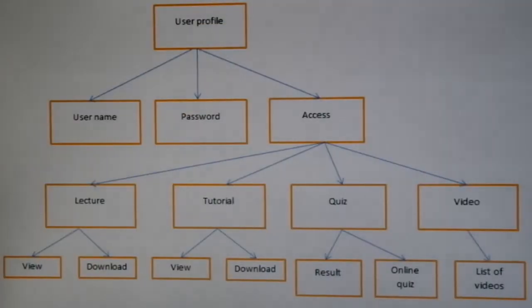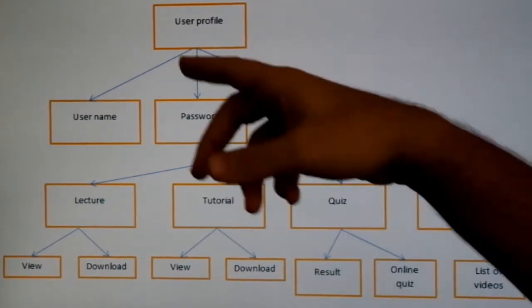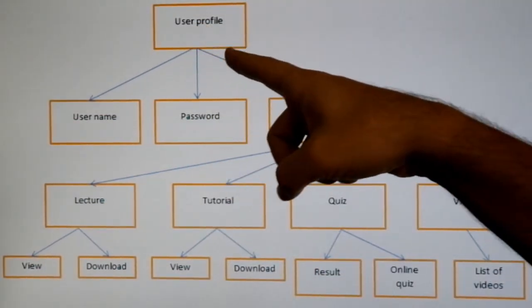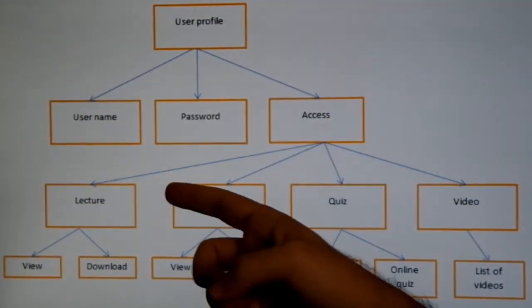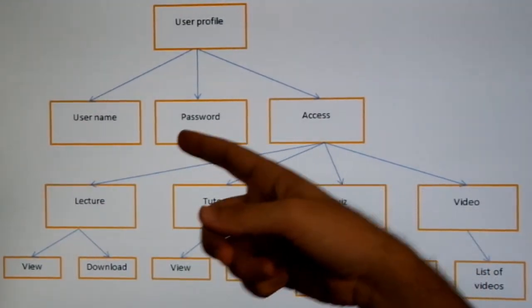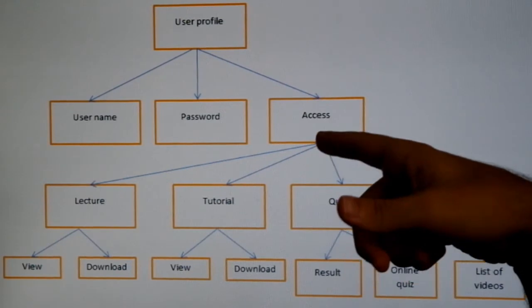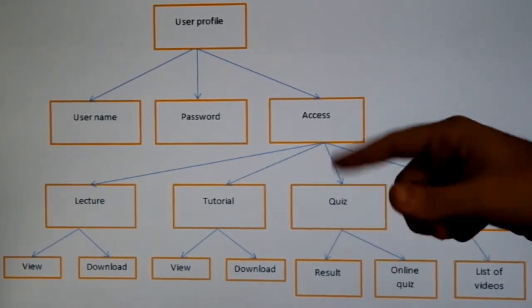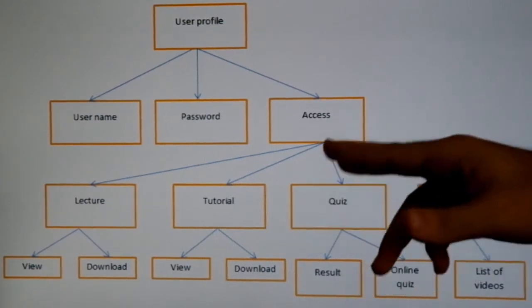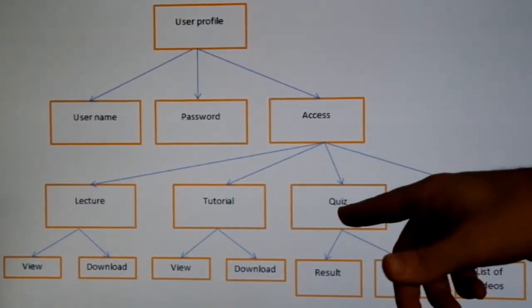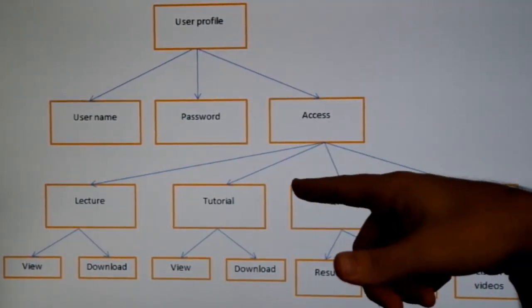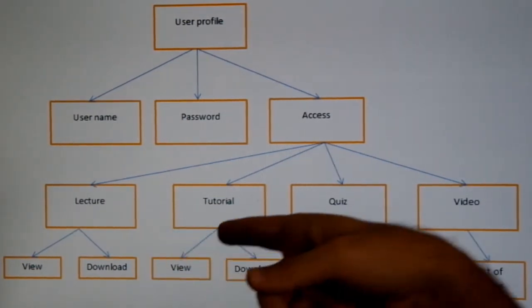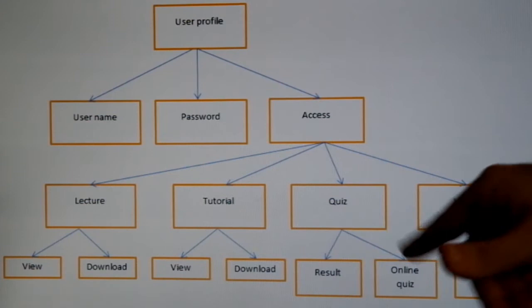In task analysis, we separate tasks into different modules. At the top of our diagram, we have the user profile. The user profile means the user needs to create a username and password. The username and password are for access purposes. After the user creates a username and password, he can access the mobile application by putting in the username and password in a correct way. After accessing the mobile application, there are different sections such as lecture, tutorial, quiz, and video.